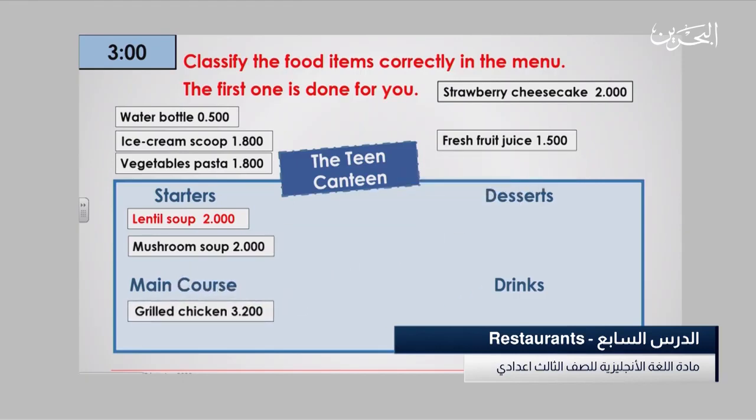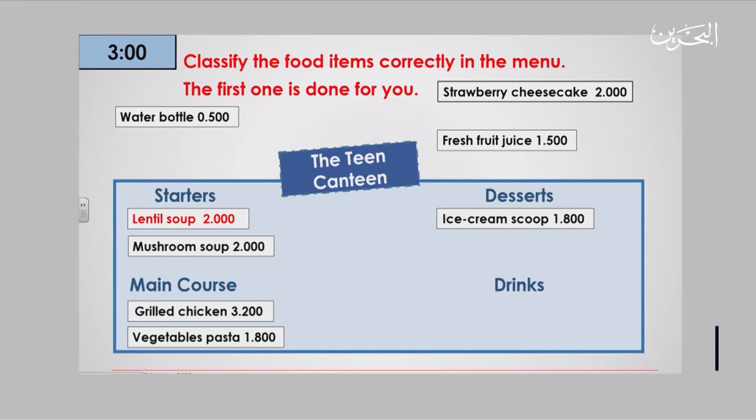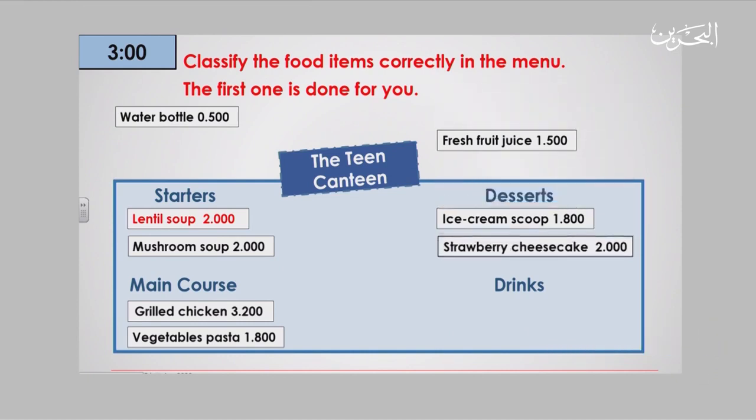Excellent. The grilled chicken is the main course. We have vegetables pasta. For the desserts, we have ice cream scoop, strawberry cheesecake, and last thing we have the drinks, for example, water bottle. Of course, your menu should have more than this, but these are just examples.